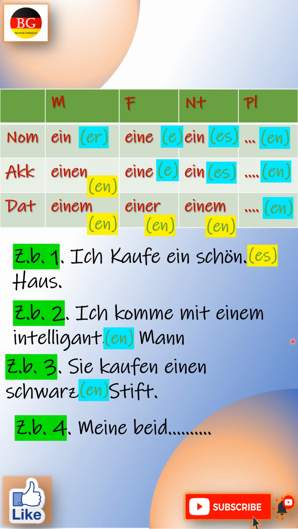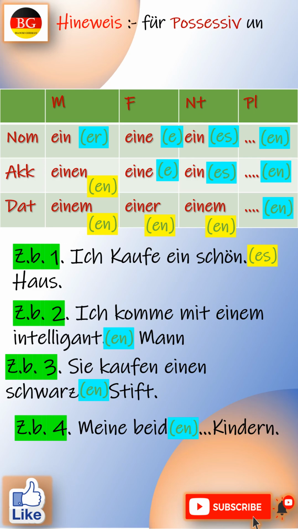Meine beiden Kinder. So meine beiden Kinder. It is what? Plural. And meine is a possessive. So meine beiden Kinder. Klar? Für possessive und kein Artikel muss man diese Tabelle benutzen.